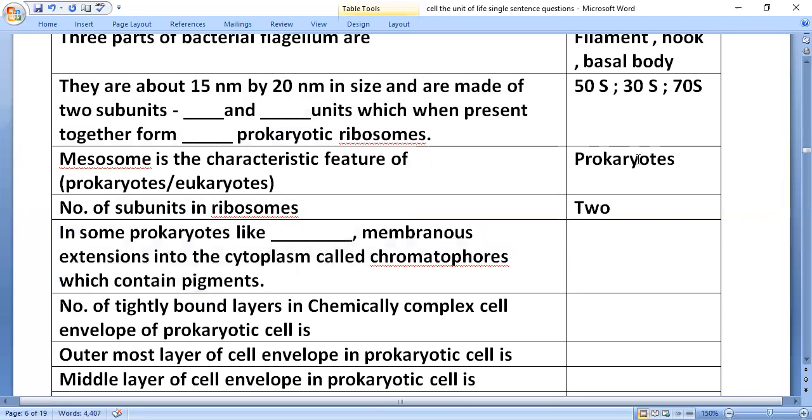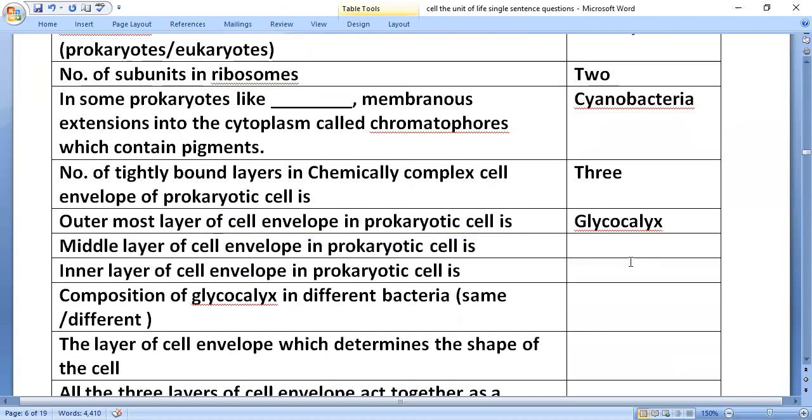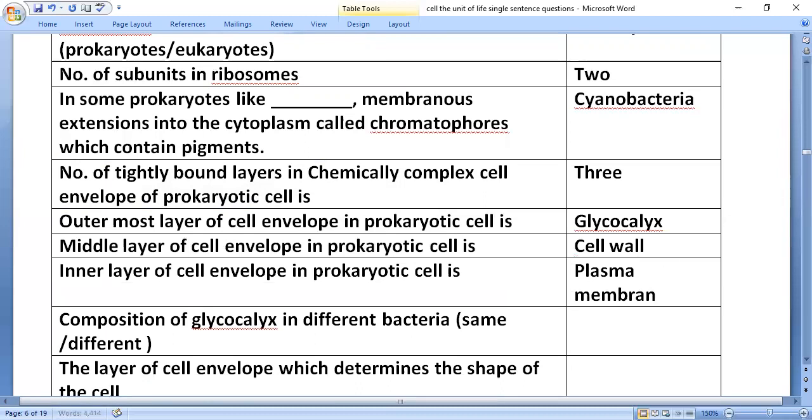In some prokaryotes like cyanobacteria, membranous extensions into the cytoplasm are called chromatophores, which contain pigments. Number of tightly bound layers in chemically complex cell envelope of prokaryotic cells, 3. Outermost layer of the cell envelope, glycocalyx. Middle layer, cell wall. Inner layer is plasma membrane.